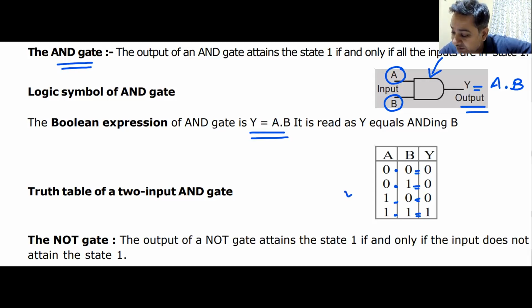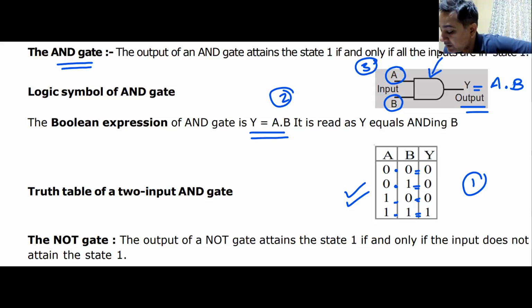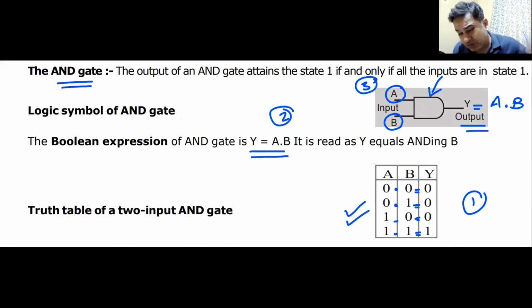So these are the three things that you must remember about this. One is the truth table, other is the Boolean expression, and the third one is this symbol. And you will only get a minute to write it. Do you understand the difference between OR gate and AND gate?